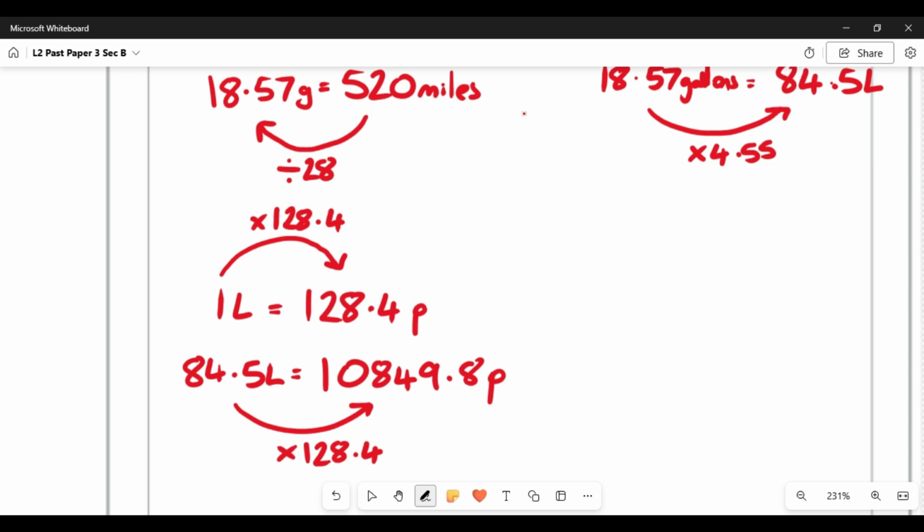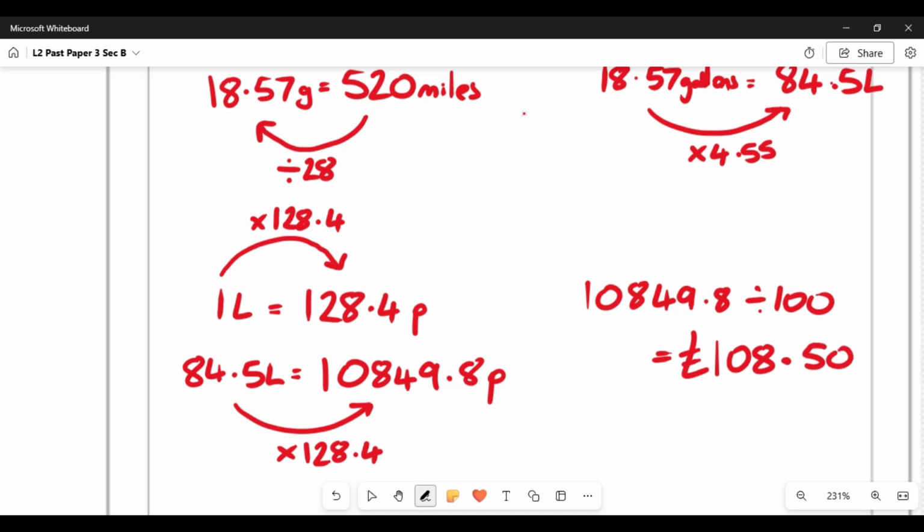We're going to have to change that to pounds. So hopefully you know that there's 100 pence in a pound, so you're going to have to divide that by 100. And again, you could do that on the calculator if you wish. That's going to give you 108 pounds, and to the nearest pence I would say that is 50 pence. Yeah, if you round it, because it was 498. So to the nearest pence, 108 pounds and 50 pence.